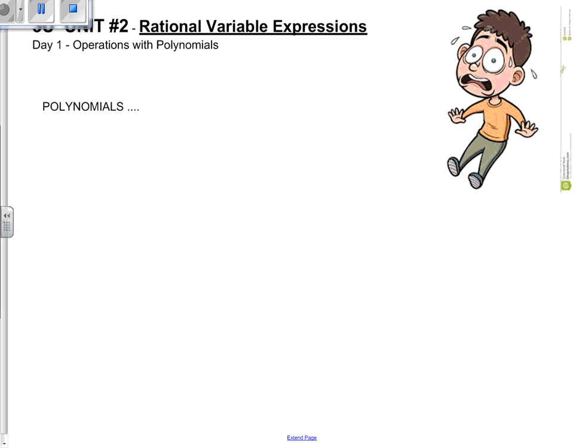Hello, 3U. We're on our first day of rational variable expressions, and I will forever be lazy and call them RVEs. We're basically doing a unit that is much more focused on algebra, so you need those skills to do this. Polynomials, first of all, we should give you a definition for what the term means. A polynomial means literally a collection of terms or many names. Collection of terms is mathy and many names would be literal.